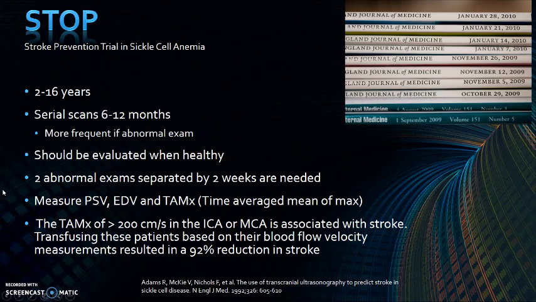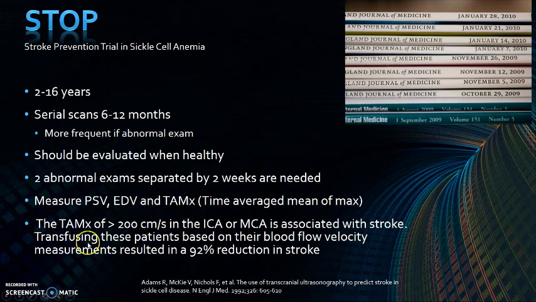Due to the fact that there's some variation in cerebral flow in kids with sickle cell anemia, you need at least 2 abnormal exams, at least separated by 2 weeks, in order to make the suggestion to go on to get an MRI to rule out ischemic stroke. When we do these Dopplers, we measure the peak systolic velocity and diastolic velocity and the time average mean, or the mean flow velocity.